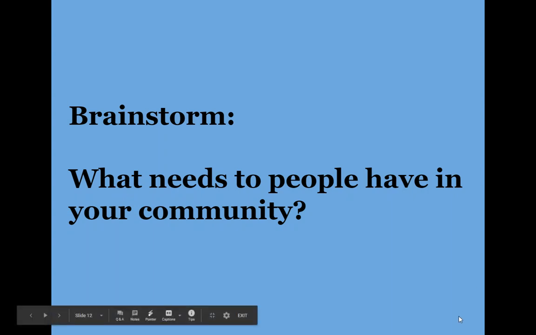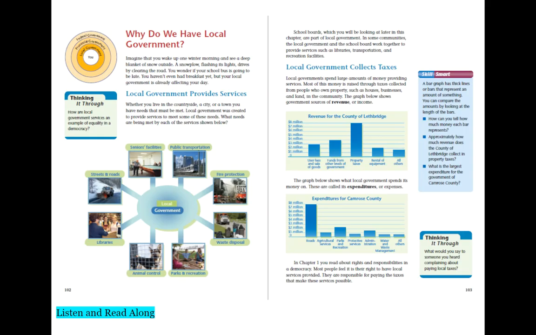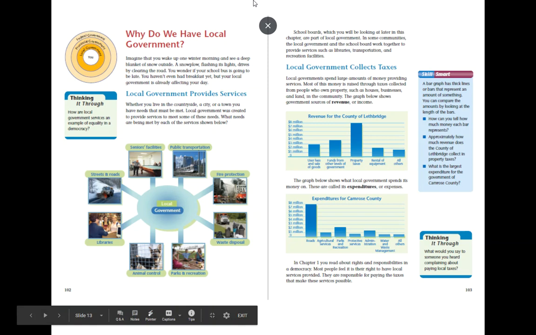So in your notebook, jot down at least 5, 6, 7, 8, 9, 10 needs that people have in your community. What do people need? Next, we're going to listen and read along. So read along while you listen.